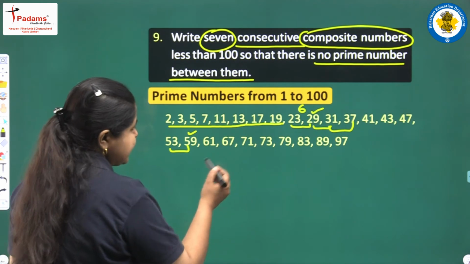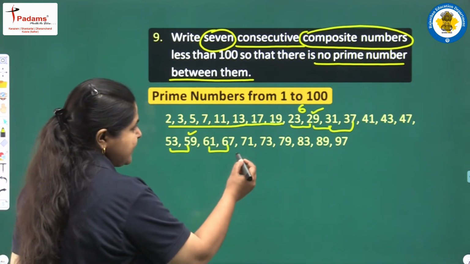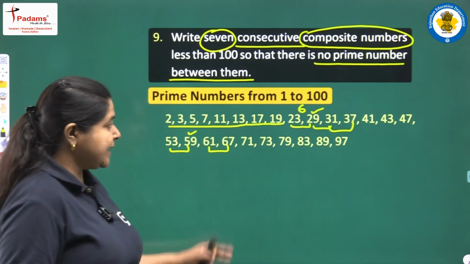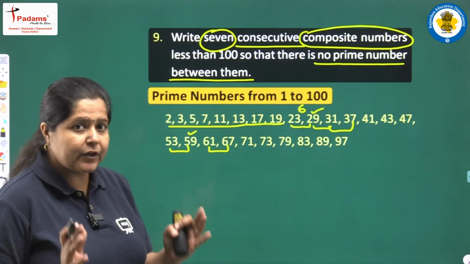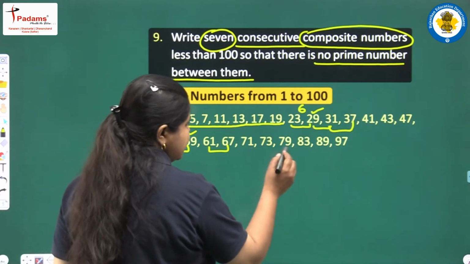Between 61 and 67, again the difference is 6. This will not help us. 71, 73, 79, these are again very close, and so we will not get 7 numbers continuously. So this will not help.